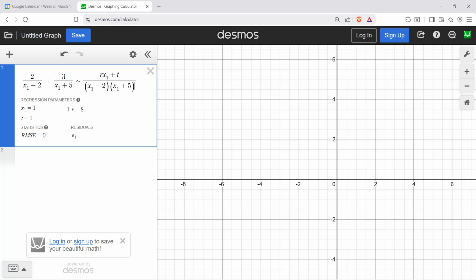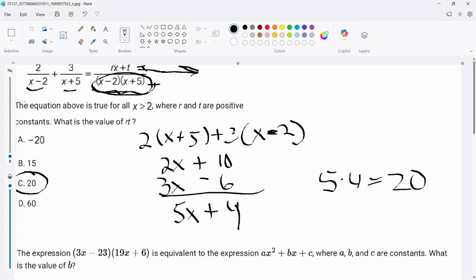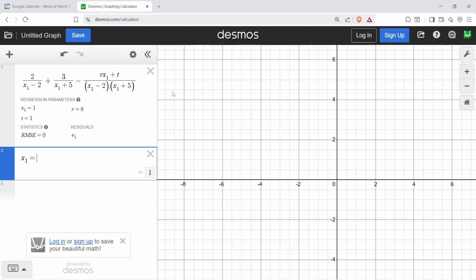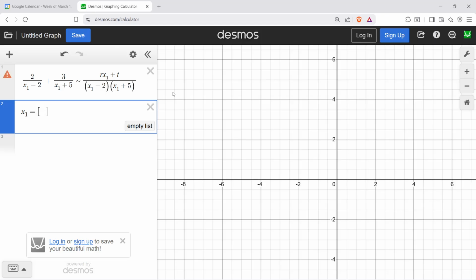You might make a mistake here and say, well, RT is 8 times 1 is 8, not even an answer choice, so you know you're doing something wrong. Well, what I'm doing wrong is I don't have x1 defined to be a bunch of different numbers. It says x is greater than 2. x1, well, let me try this, greater than 2. Let's see. That doesn't work, so I have to put equals, and then I'll give it a bunch of different numbers, 3, ... up to 100.